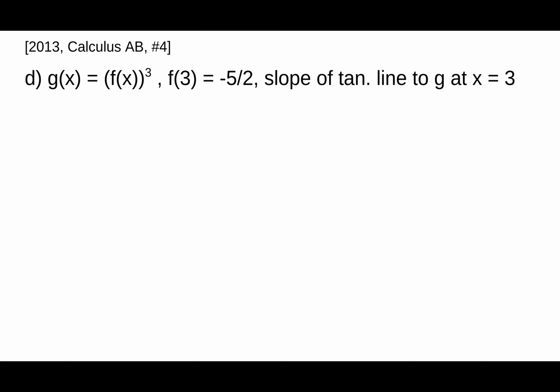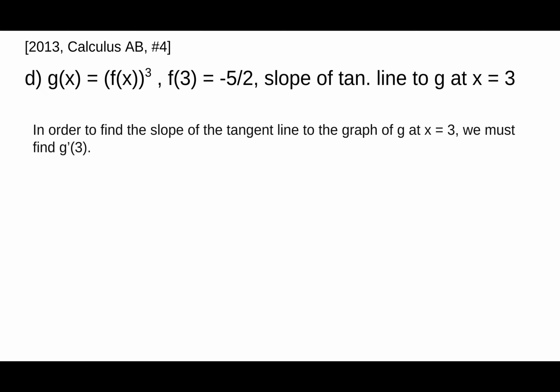In part D of this question, we are defining a new function g of x equals f of x cubed. We're told that f of 3 is negative 5 halves, and we are asked to find the slope of the tangent line to g at x equals 3. Well, in order to find the slope of the tangent line to g at x equals 3, we have to be able to evaluate the derivative of g at x equals 3. In order to do that, we're going to have to use the chain rule to find an expression for g prime.